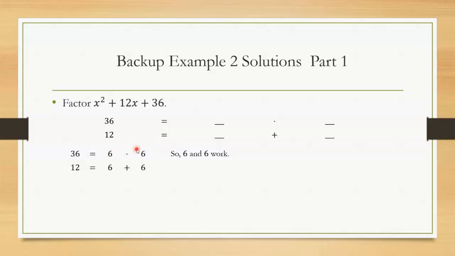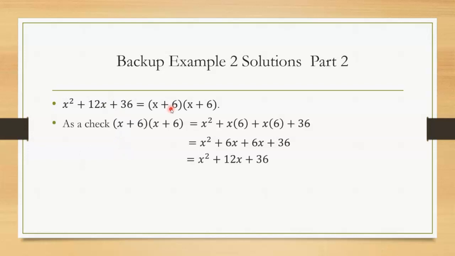We know 6 times 6, 6 squared, is 36. We also know 6 plus 6 is 12. So in other words, 6 and 6 are going to work. And so that tells us this is equal to x plus 6 times x plus 6. And again, we just check.